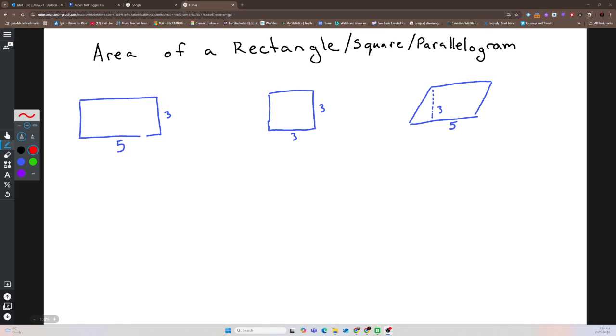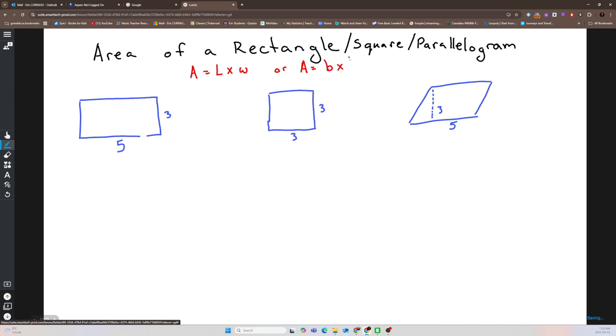We're going to look at the area of a rectangle, square, and a parallelogram. The formula for all of these is area equals length times width, or area equals the base times the height. Let's look at the rectangle first.